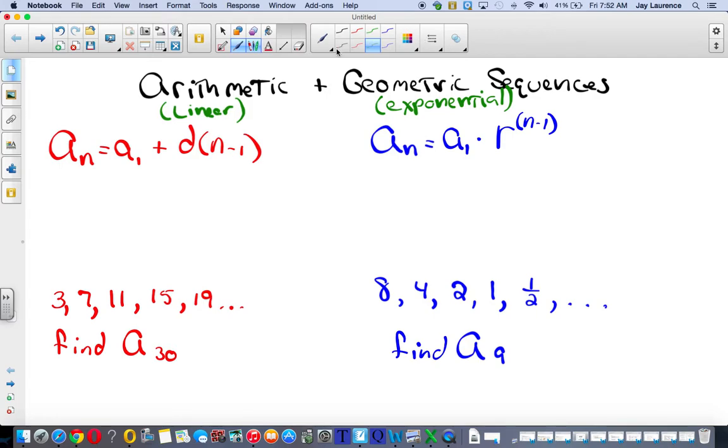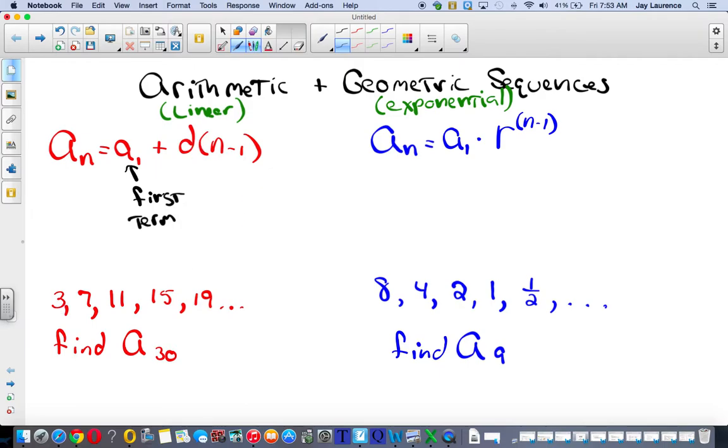Okay, now I'm going to define these terms for you here, this a sub n and a sub 1 and all this. They're no big deal. First of all, a sub 1 is just the first term. You got that, Kaylee? So if you look at the sequence down here, 3, 7, 11, 15, 19, the first term is 3. A sub 1 is 3.